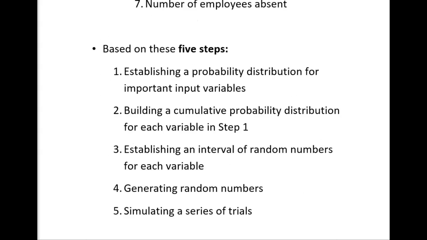So basically, there are 5 steps in conducting this Monte Carlo simulation. The first one, you have to establish a probability distribution for the important input variables. Then the second step is to build the cumulative probability distribution. The third step is to establish the random number intervals for each variable. Next, you have to generate the random numbers. And finally, you have to simulate the series of trials.